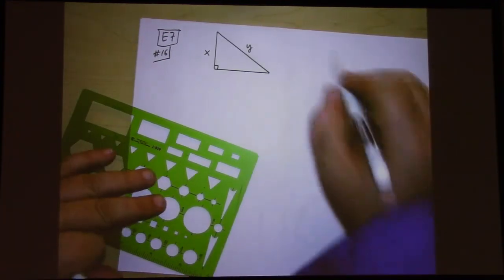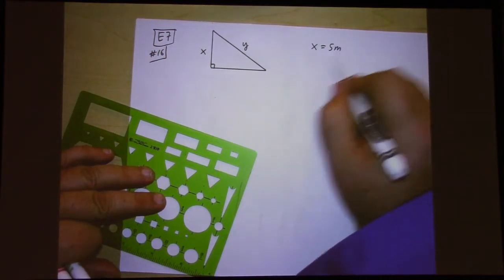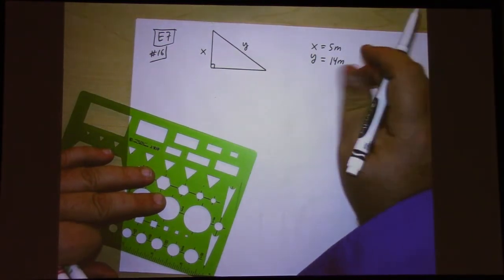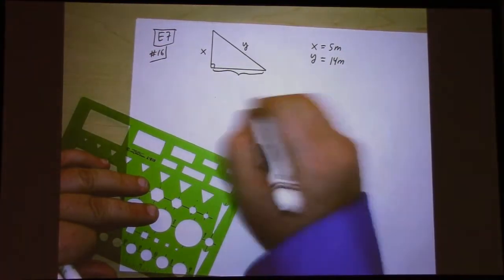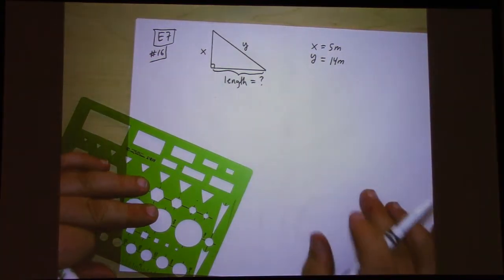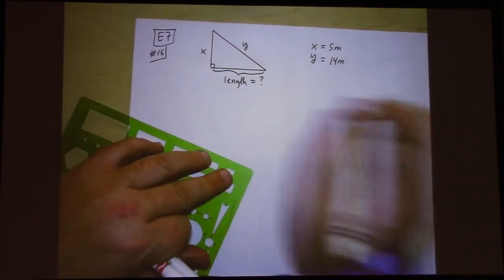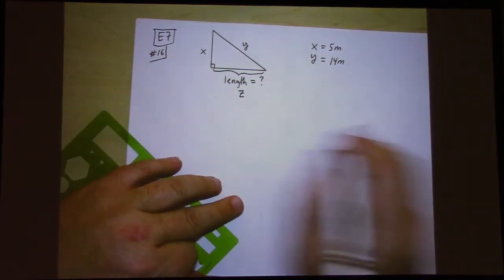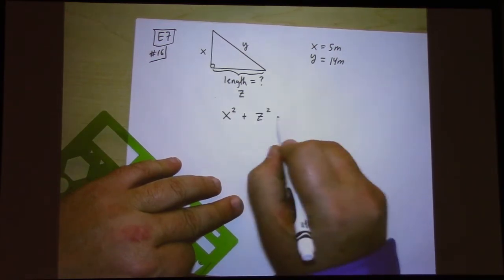So we're given x equals 5 meters, and we're given that y is equal to 14 meters, and we're supposed to find this length. Right? So let's give that length a name. Let's call it z. All right. So what does the Pythagorean theorem say here? It says x squared plus z squared is equal to y squared.